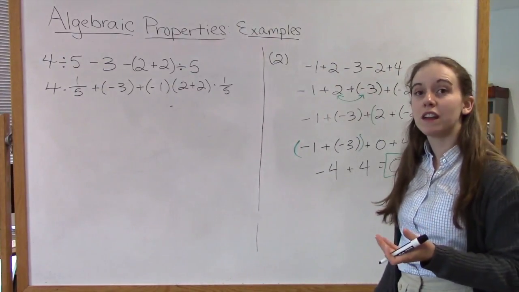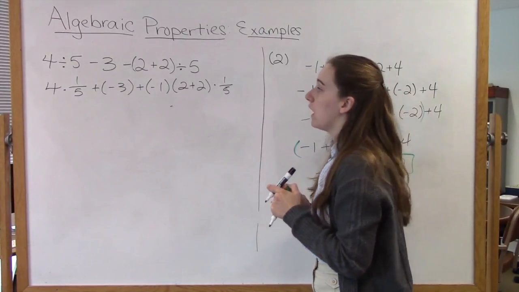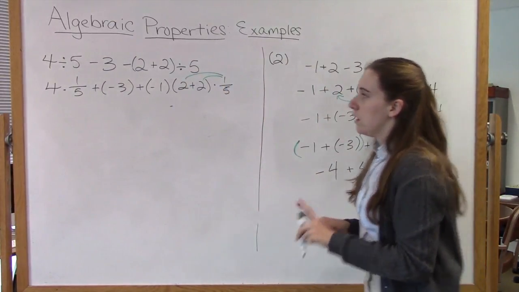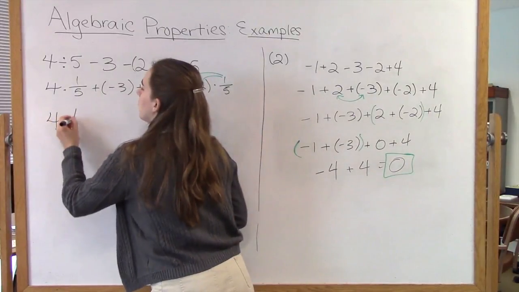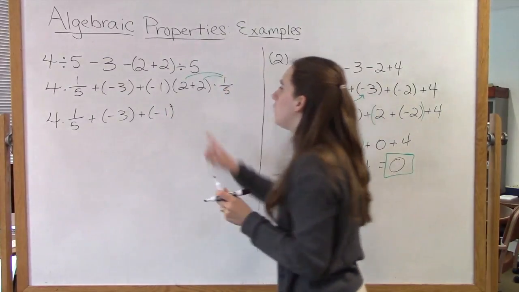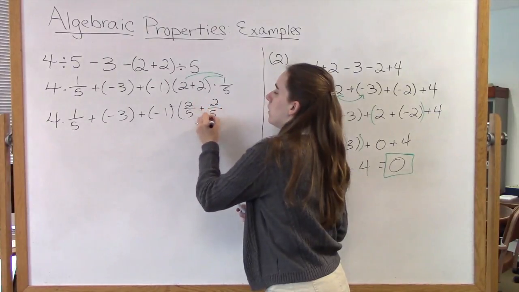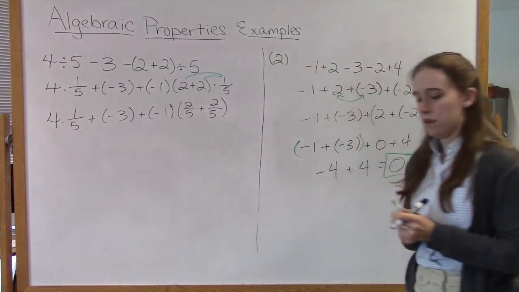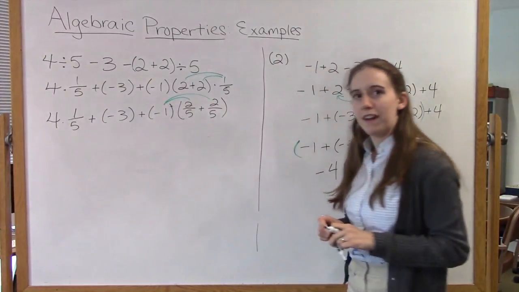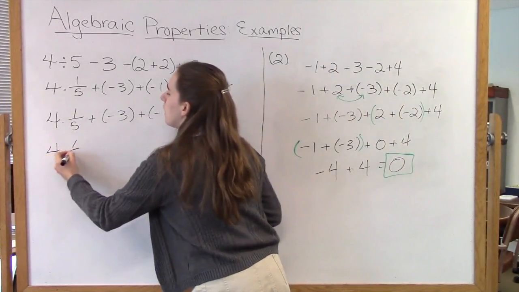Now I have two different ways I can do distribution, right? I can use the distributive property with the 1/5 and also with the -1. So let's use the 1/5 first. So I have 4 times 1/5 plus -3 plus -1, and 2 times 1/5 is just going to be 2/5. Now I see another place where I can use the distributive property. Right there. The -1 needs to be distributed through. So I still have the same thing everywhere else.